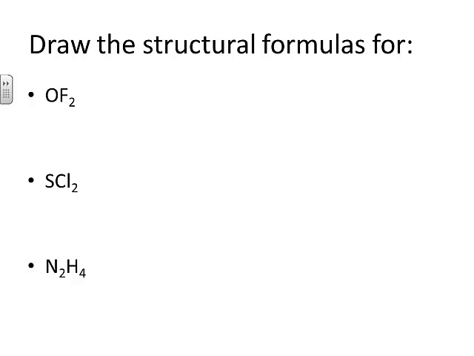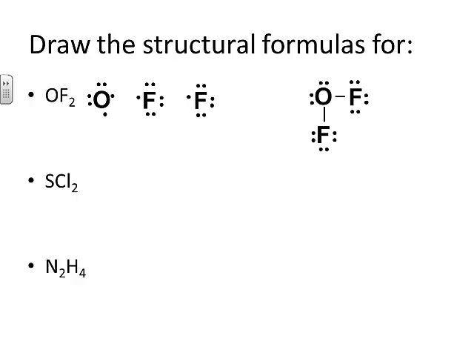So let's try drawing the structural formulas for these compounds. With OF2, that means we have 1 oxygen and 2 fluorines. If we draw their dot structures, it would look like this. Now recall, halogens can only bond 1 time, so they wouldn't bond to each other. That would put oxygen in the center, and it would be able to bond once to each of the fluorines. SCl2 is also going to look similar to this first molecule because sulfur and chlorine have the same electron structures as oxygen and fluorine. So it's no surprise that it works out in the same way with sulfur at the center and the 2 chlorines coming off of it.